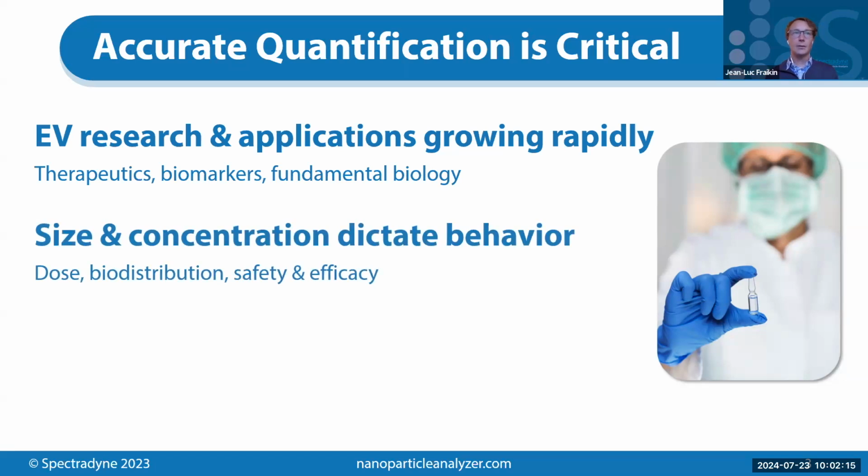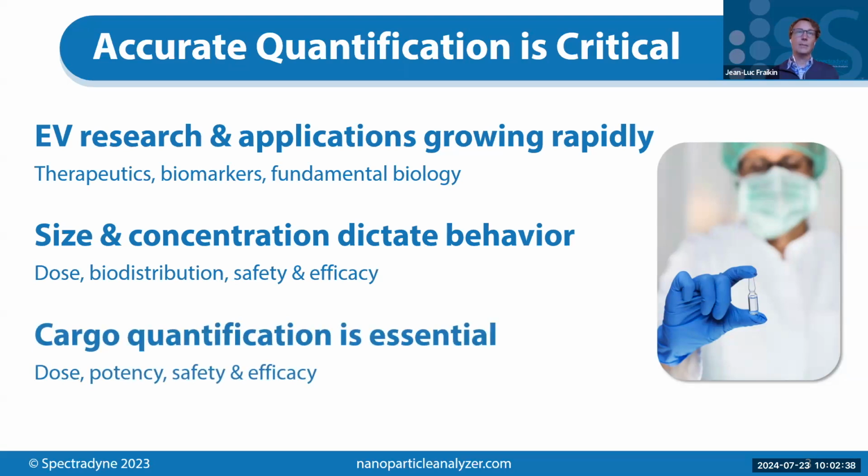At the size scale, the particle size and concentration, though, are super important because they dictate the physical behavior, the nature of these materials. So they impact directly the dose, the biodistribution of a therapeutic, and ultimately the safety and efficacy of a drug, or how they perform in a diagnostic assay also. In this kind of application, it's important also to be able to measure the cargo that each EV is carrying, because that's really related to the dose, also their potency, and also their safety and efficacy.